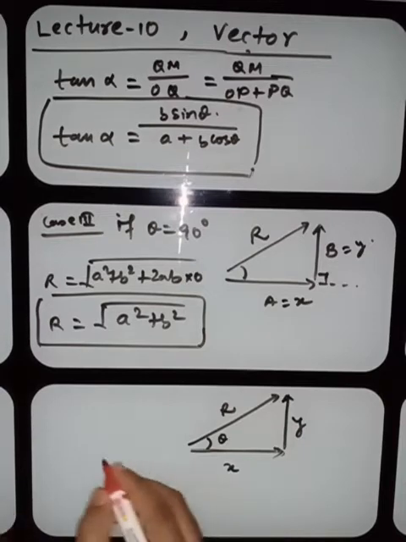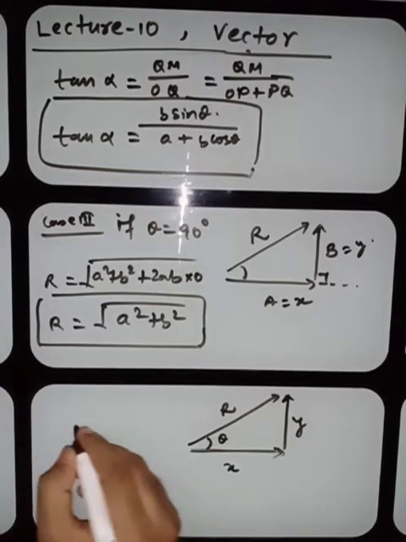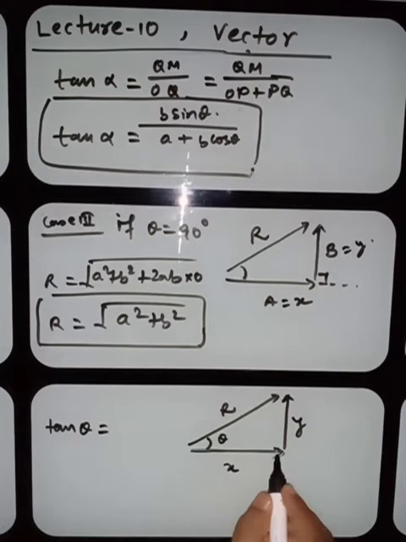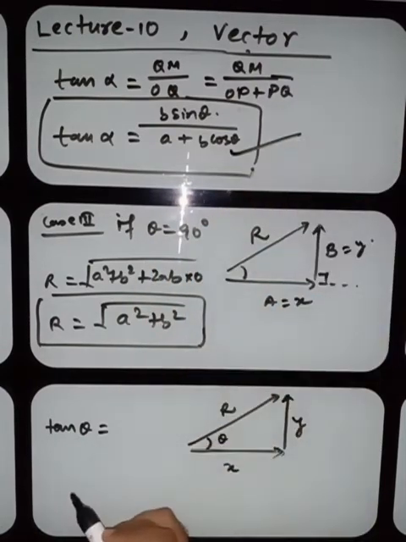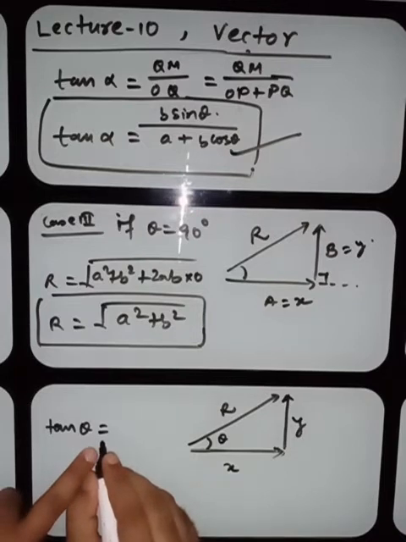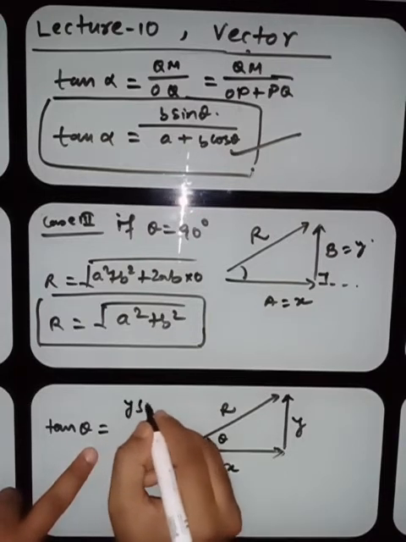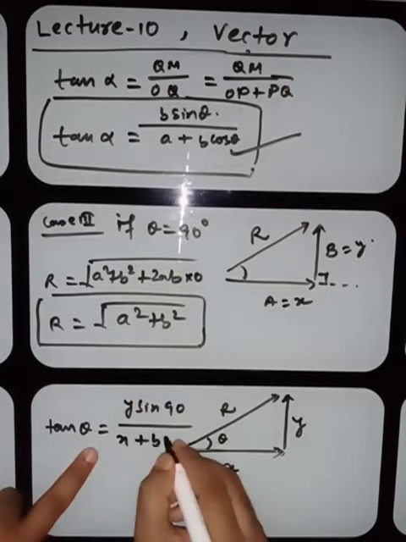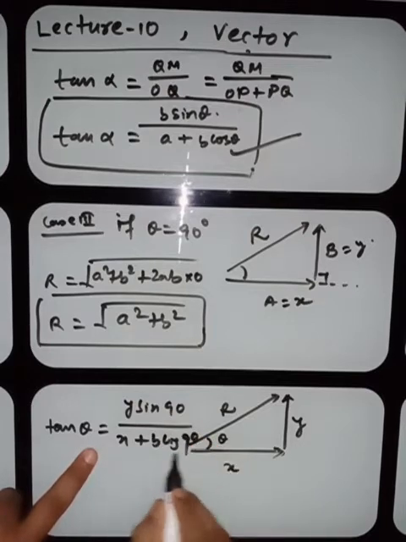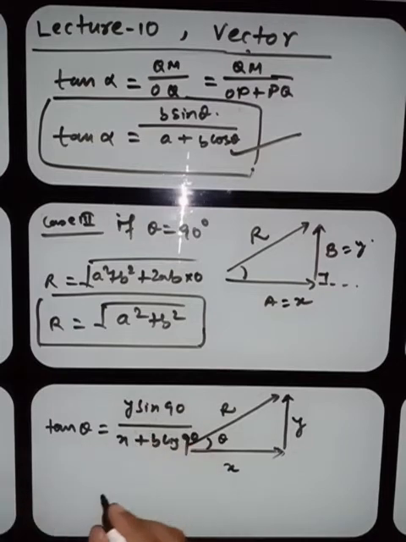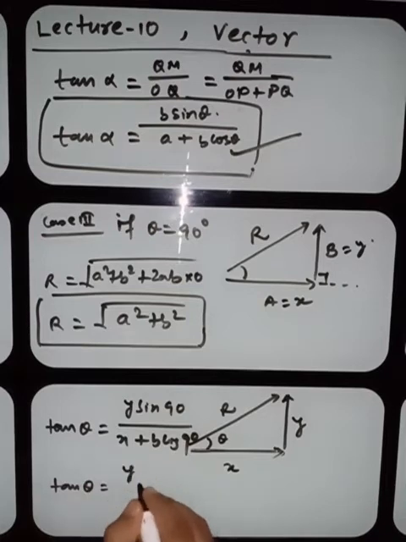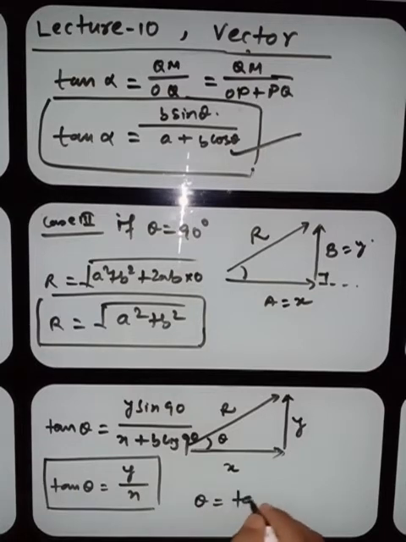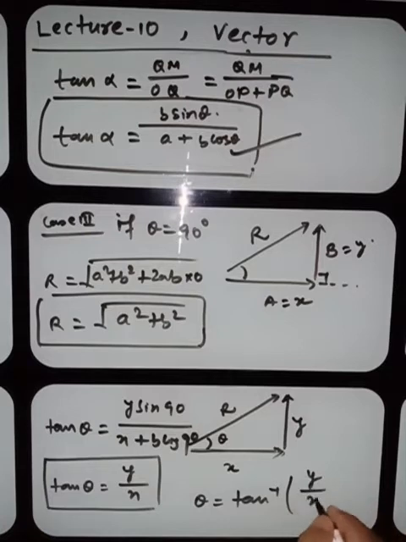Okay, now let me write here tan theta. I'll use this black marker, much better visibility. Tan theta we are going to find with the x-axis. Okay, I'm going to put the values in this equation. B, what I have to write, B is y now. So y sin 90 divided by a, it is x, plus b cos 90. Cos 90 will be 0, and sin 90 is 1, so it is y by x. Tan theta is y by x. Very important. That is, theta is tan inverse y by x.